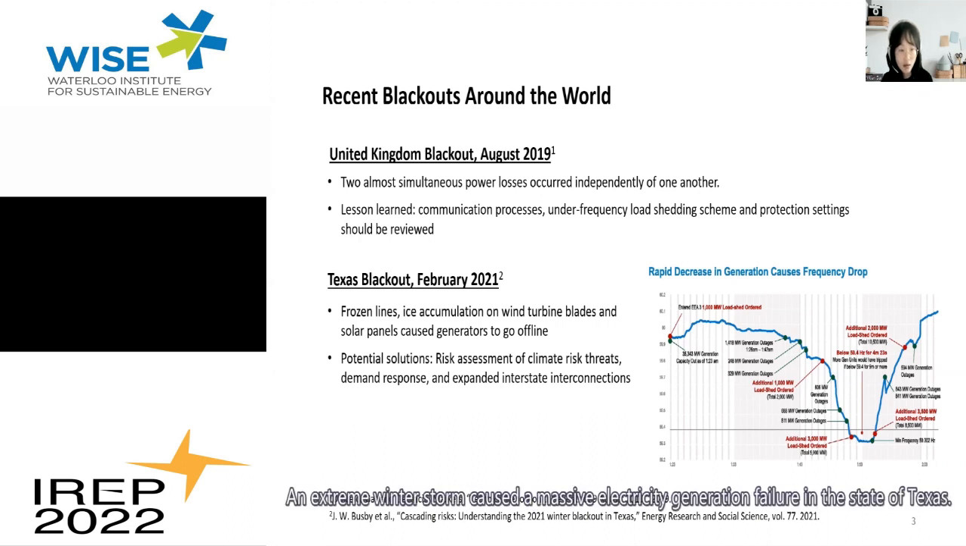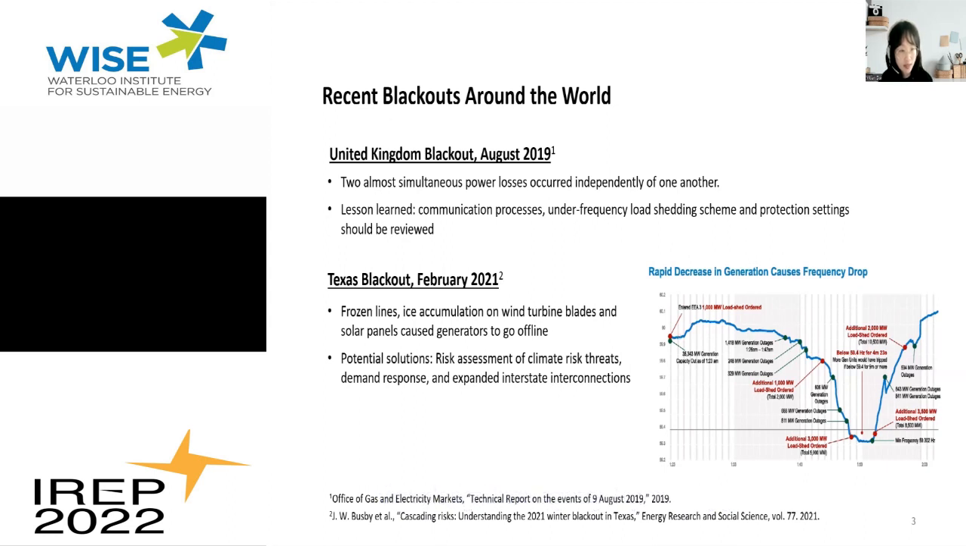An extreme winter storm caused massive generator outages in the state of Texas. The timeline of frequency on that day showed a significant frequency drop caused by generator outages. This then triggered the load shedding scheme in order to avoid system collapse. Extreme weather is a rare event, but a system-wide risk assessment of climate-related threats would help improve system resilience to unexpected situations.